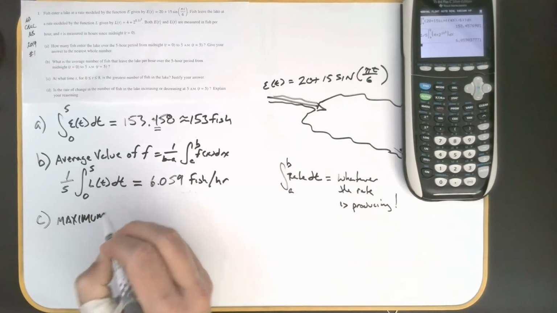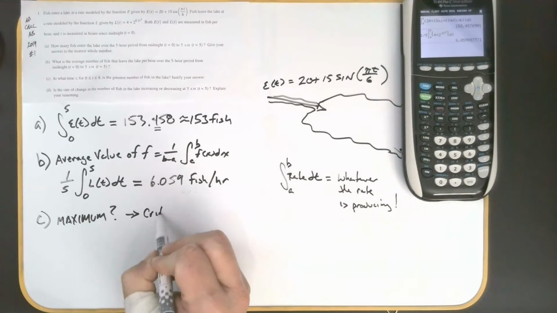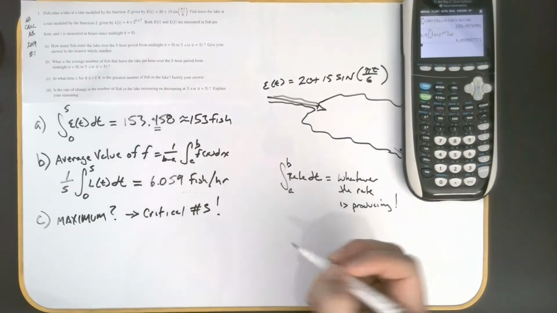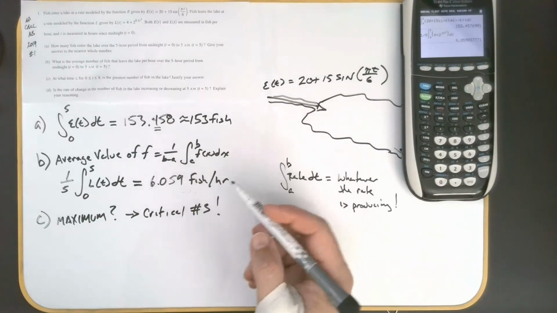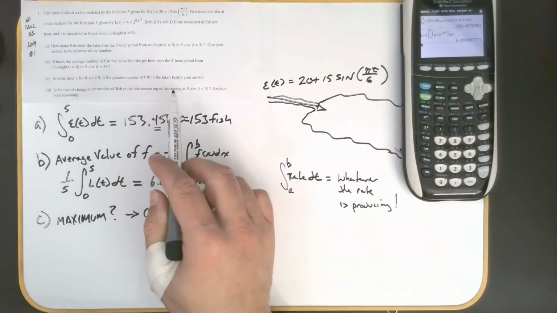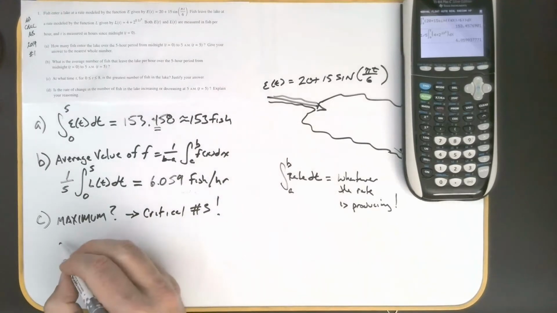And so when's the maximum number of fish? Well, when you hear maximum or minimum, you should think, well, in order to figure that out, I'm going to need critical numbers. And how do you find critical numbers? By taking the derivative of the function, setting equal to 0 and undefined, and testing it. So if they want to say what's the greatest number of fish, I better figure out a function that represents how many fish are in the lake at any given time.